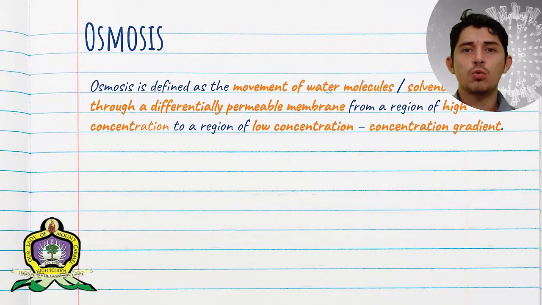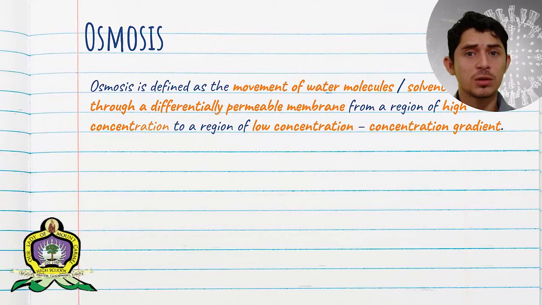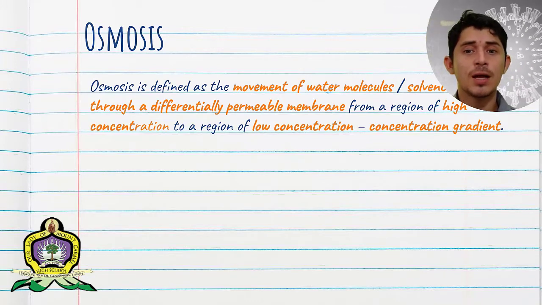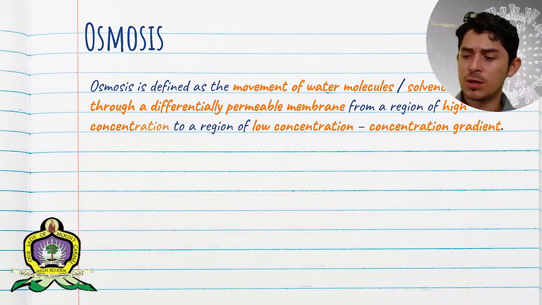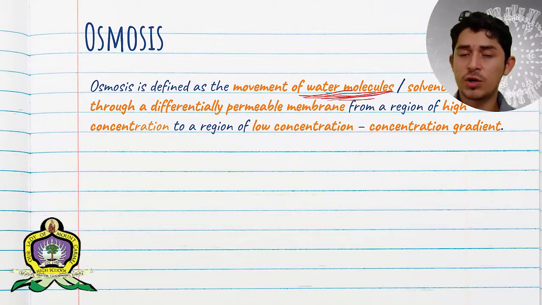So from the video, we could learn that osmosis is defined as the movement of water molecules. I want to emphasize something. It is very important that you remember that osmosis is the movement of water molecules or solvent molecules, since water is a universal solvent, but the movement of water molecules. Since you're in high school, I want you to underline this word, water molecules.